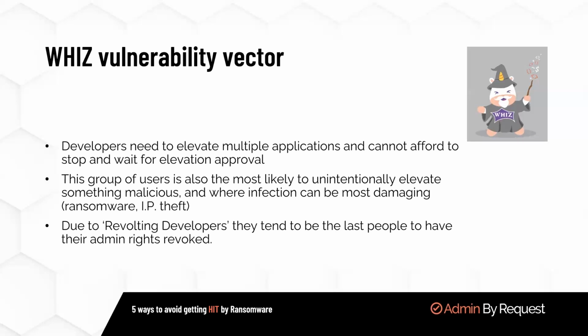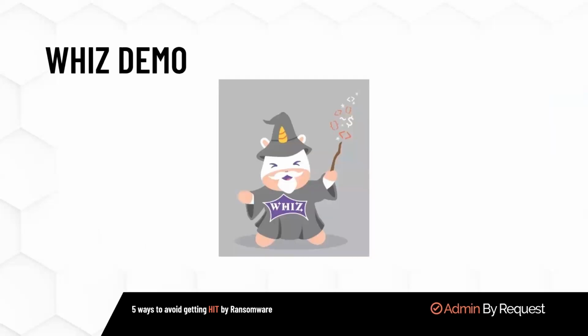So this is why, in general, when we talk to customers, developers still have local admin rights and are still elevating all over the place, and therefore they are the fourth way that you're most likely to get compromised by ransomware. So let's have a look and see how Admin By Request can help you with that scenario.